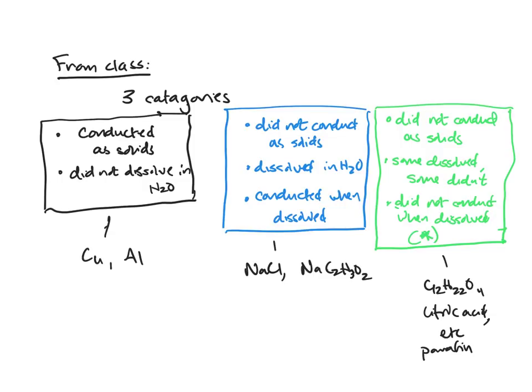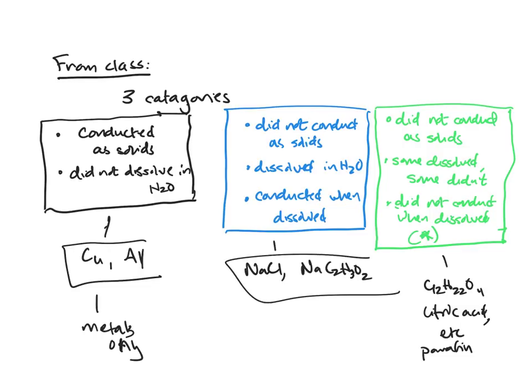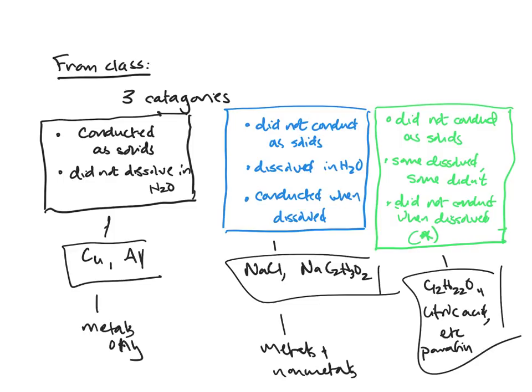So if we look at these, we can think about how they relate to each other, right? If we look at the things that conduct as solids, these tend to be made entirely of metal ions or metal atoms, metals only. These guys here were metals and nonmetals. And these guys here were nonmetals only. So the composition definitely indicates that they are different types of stuff, right?